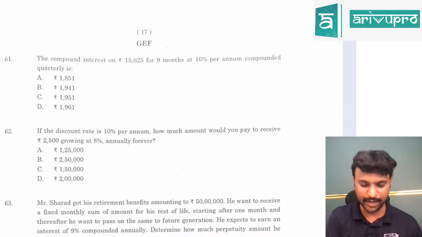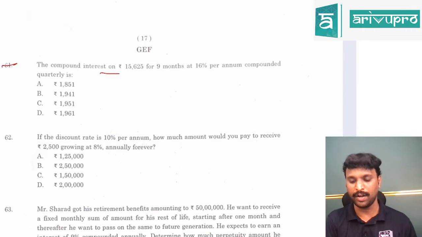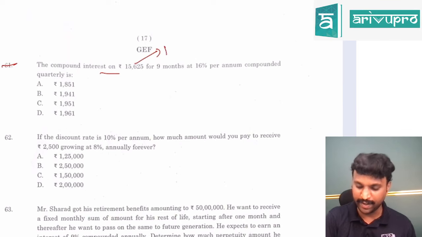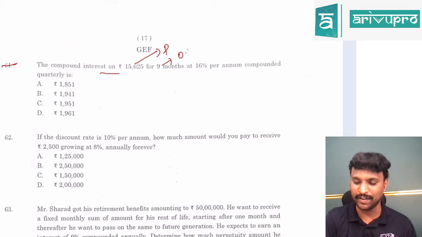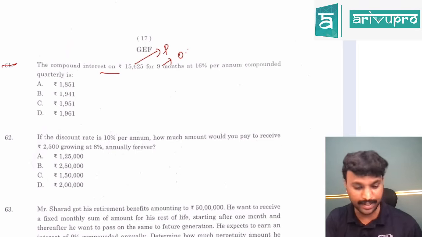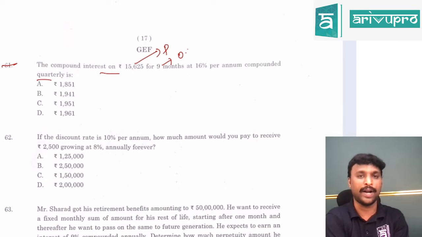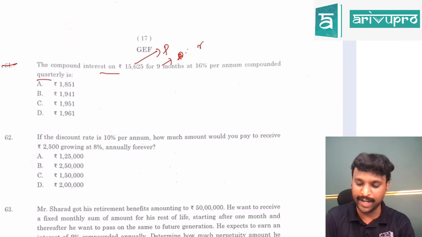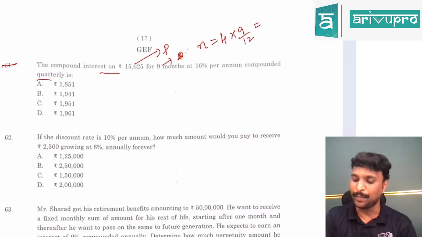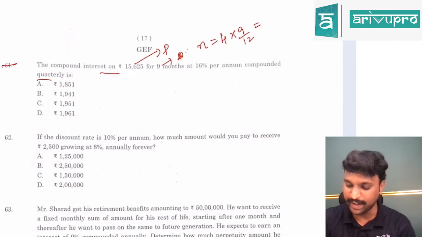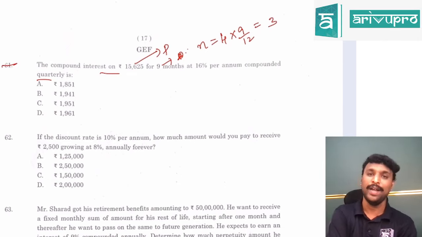Guys, look at the next question, 61. Compound interest on 15,625. That means it is principal. 9 months is the time. That means 0.75 years. So before finding out the years, you have to see which type of compounding. It's a quarterly compounding. For quarterly compounding, n is what? 4 into number of years. Number of years is 9 by 12, which is 0.75. So 4 into 0.75 is 3. Correct? 4 into 9 by 12 is 3.